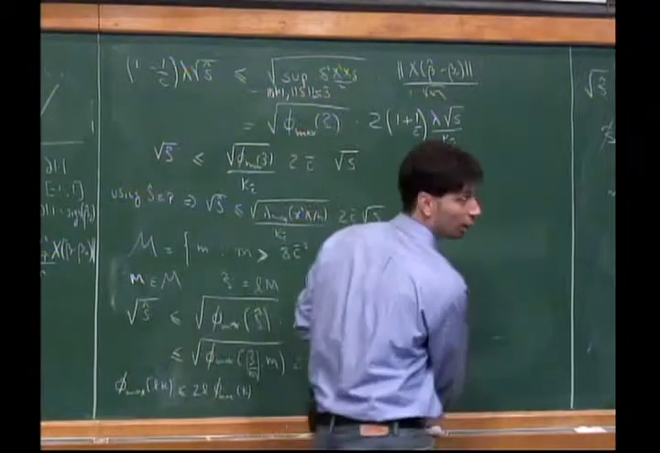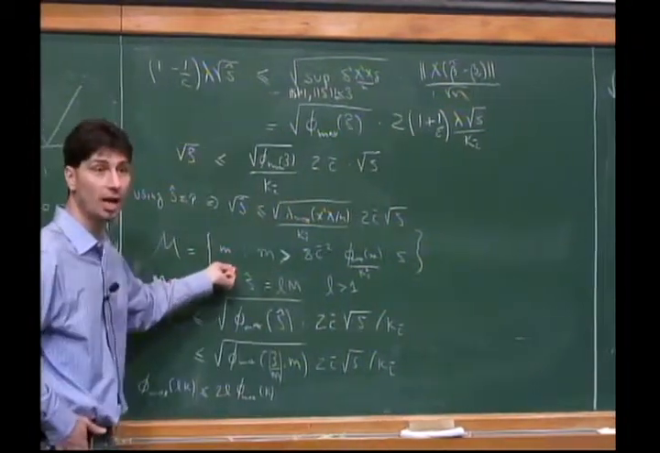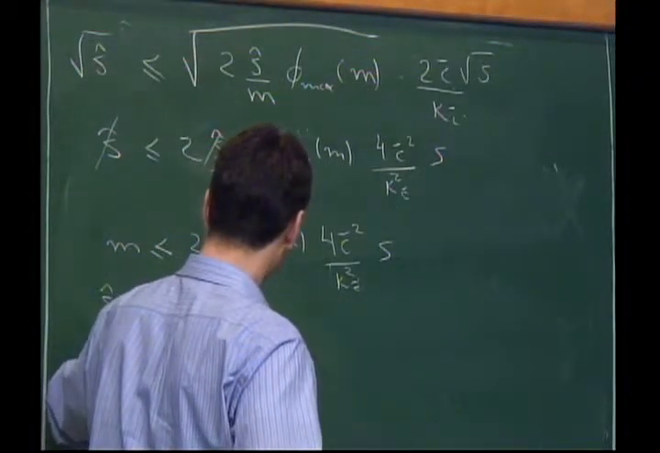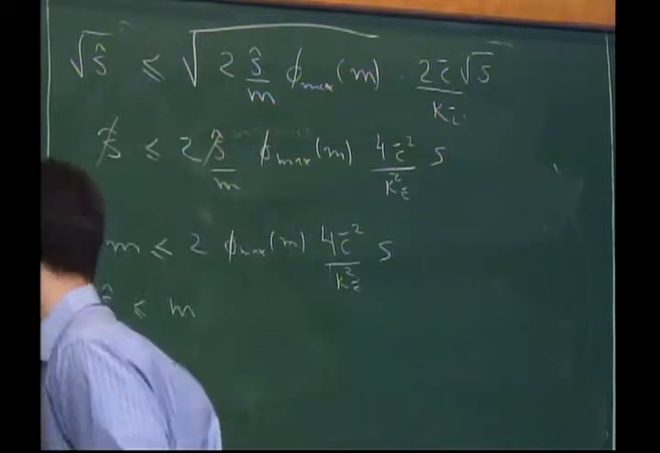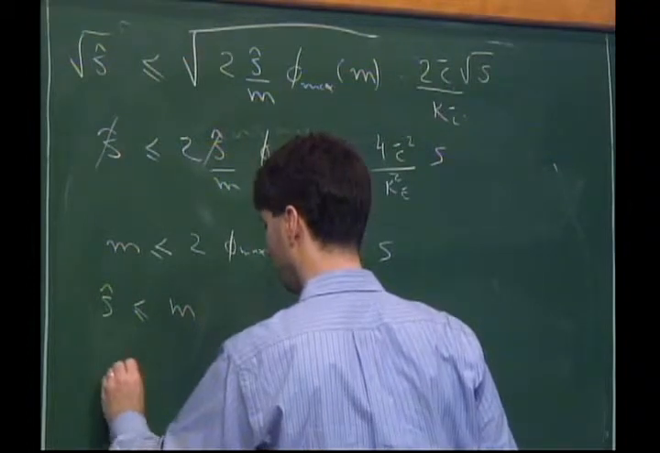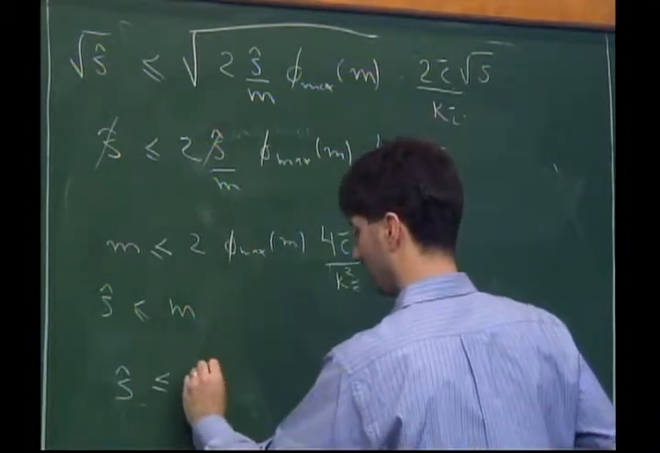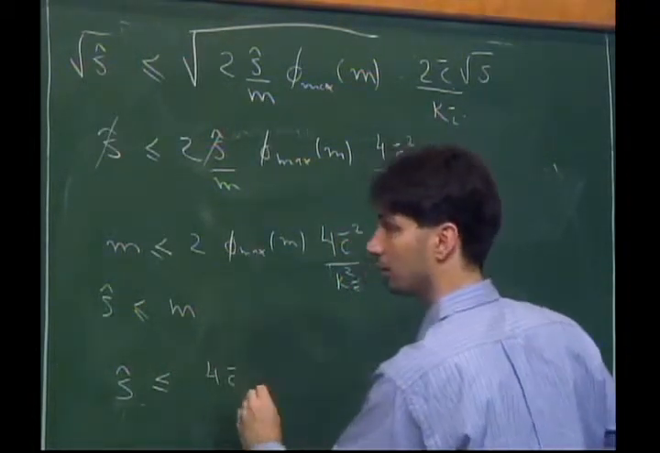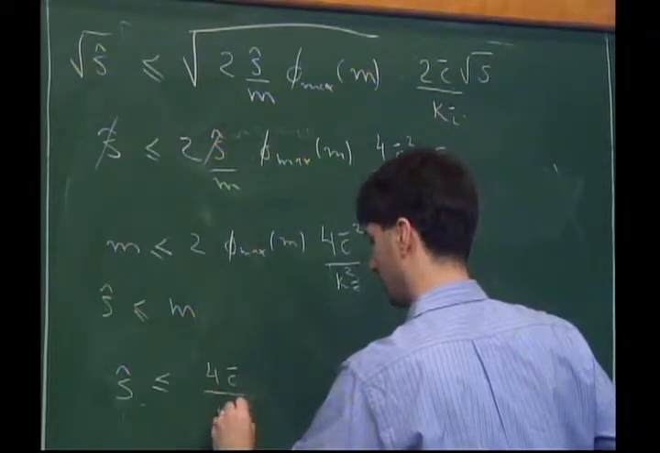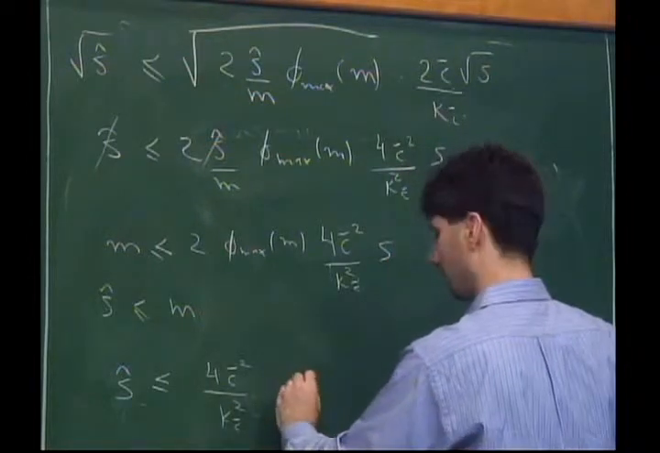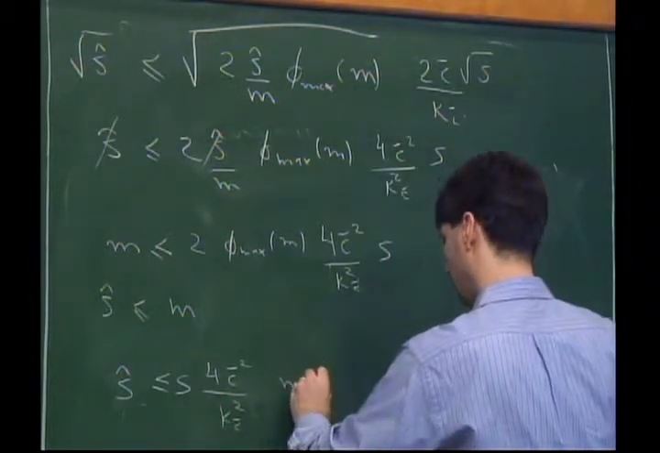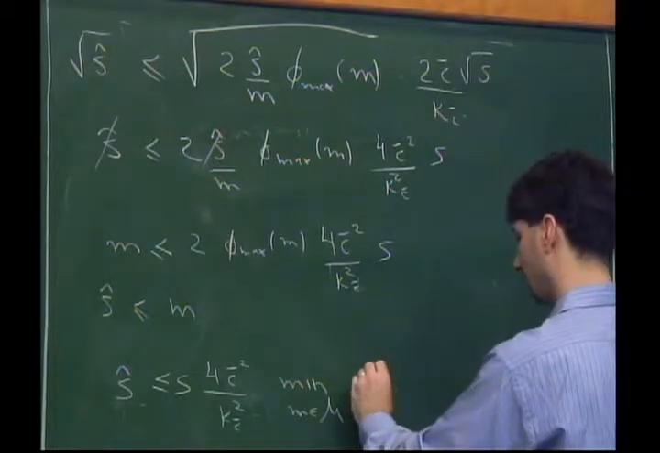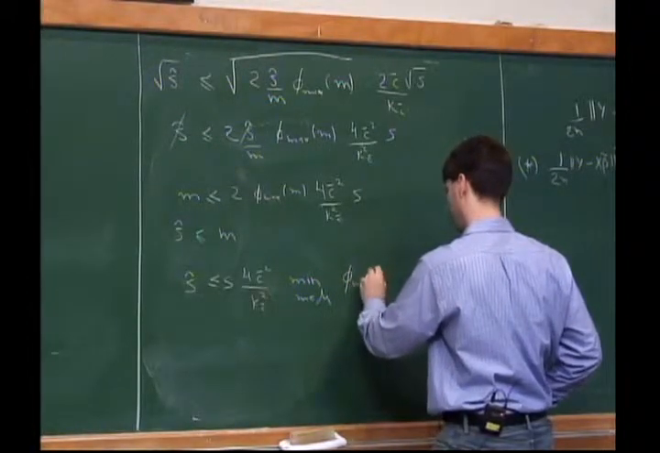So that gives us a contradiction, because I started with M in the set. So I know that S hat is smaller than M. So the bound that I can get for S hat, after taking the squares, is 4 C bar over kappa square C bar, I have S, and the minimum over M in this set times phi max of M.